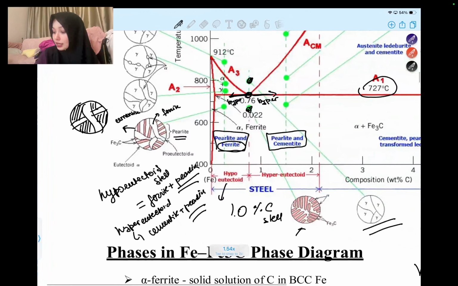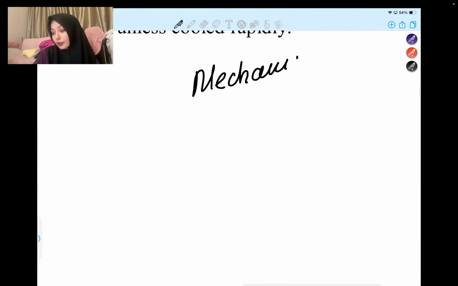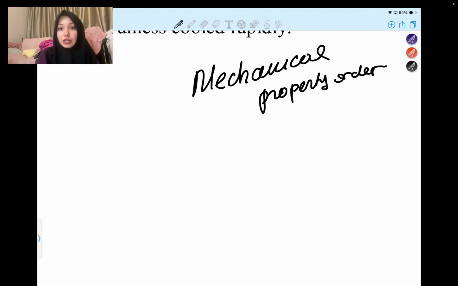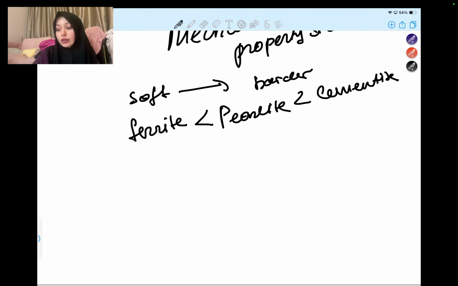Okay, and let's discuss the mechanical property order. If we were to make a comparison from, let's say, softer to harder, we have ferrite. Ferrite is softest. Then we have pearlite. Pearlite is in the medium, and cementite is harder. So pearlite is usually called the mix of both, and it has balanced properties, okay?